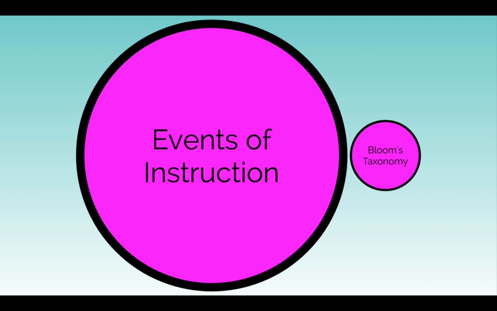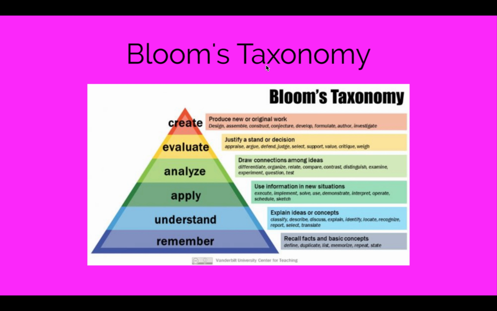Next, we move on to the events of instruction. And here I have attached Bloom's taxonomy. And here you can see the different levels of Bloom's taxonomy. So first we have remembering, which is recalling facts and basic concepts, or in other words, defining, duplicating, listing, memorizing, repeating, and stating. Next we have understanding, or explaining ideas or concepts. In other words, classifying, describing, discussing, explaining, identifying, locating, recognizing, reporting, selecting, and translating.